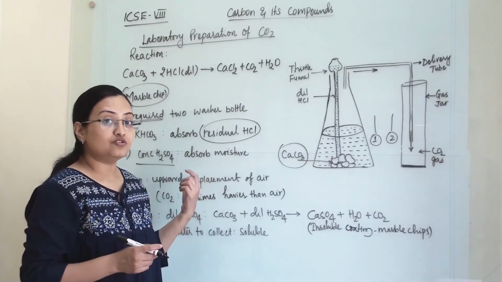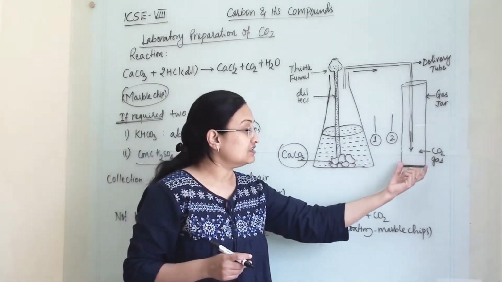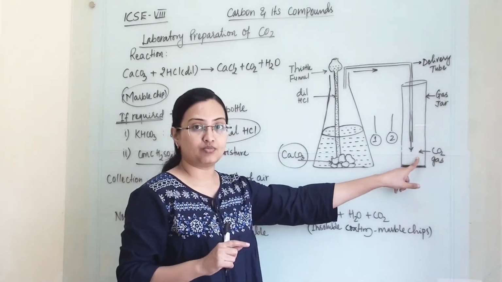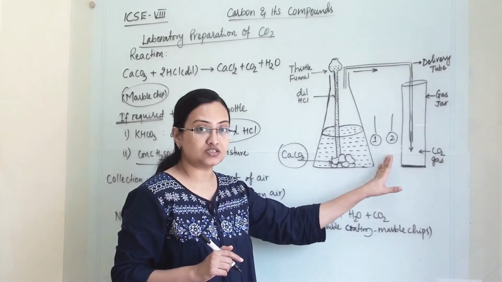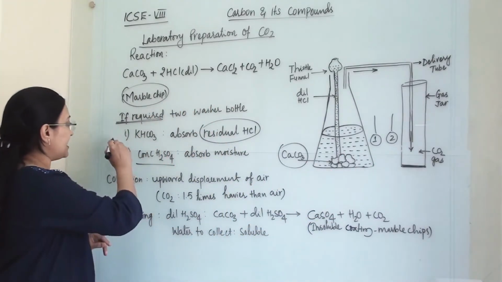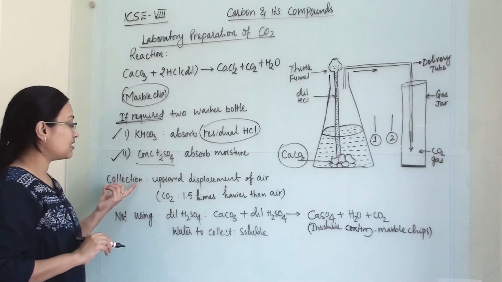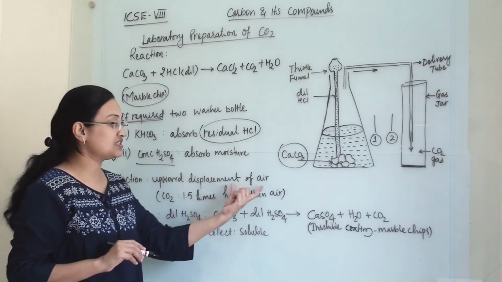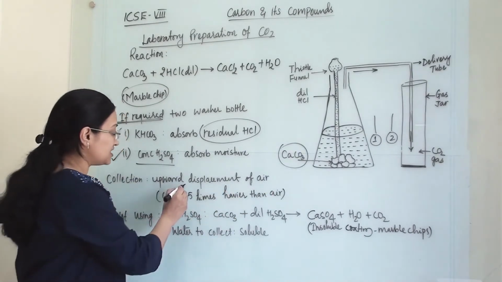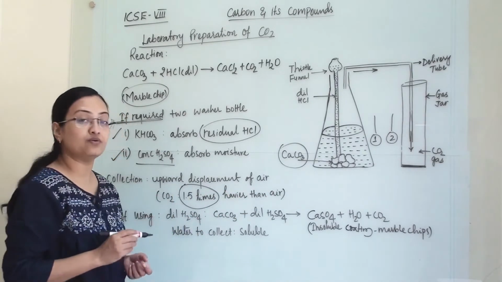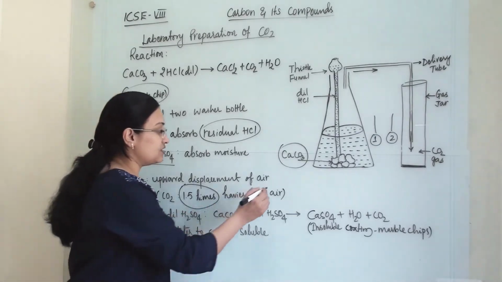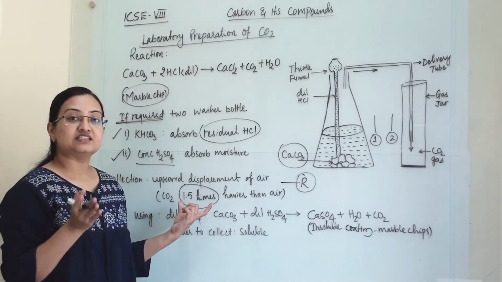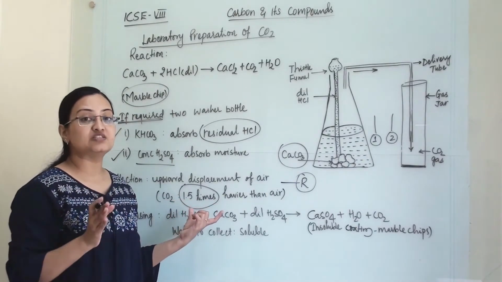So we arrange these when we are getting the impurities of hydrochloric acid and moisture along with our carbon dioxide gas, otherwise it is not needed. So these two we can arrange if required. Now collection. We are collecting carbon dioxide gas via upward displacement of air. Why? Because carbon dioxide gas is 1.5 times heavier than air. So this can be asked as a reason: why is carbon dioxide gas collected by upward displacement of air?